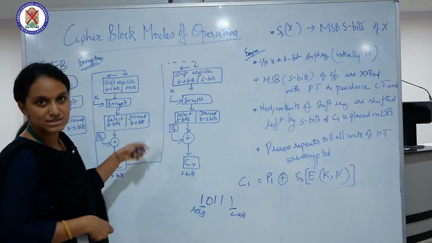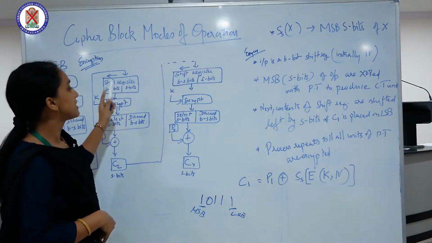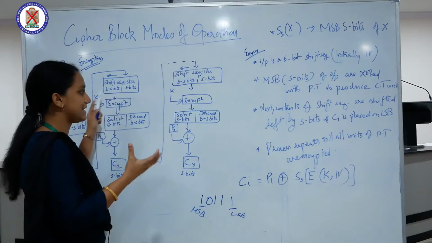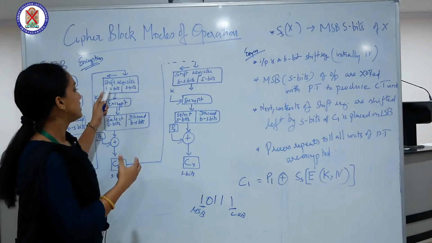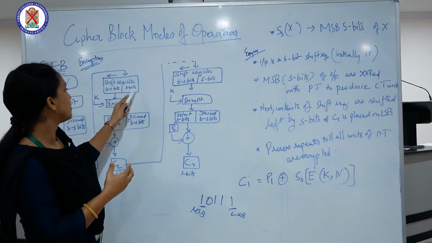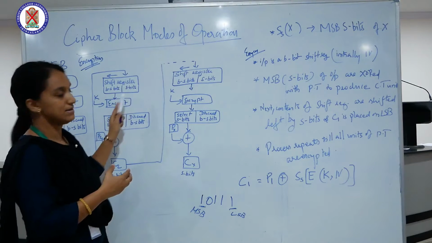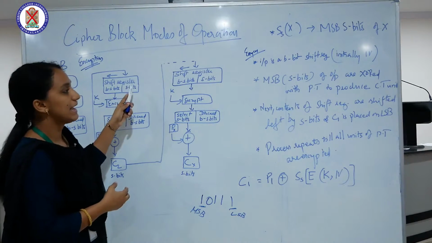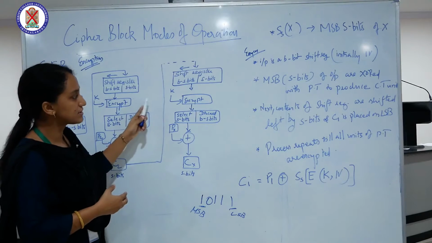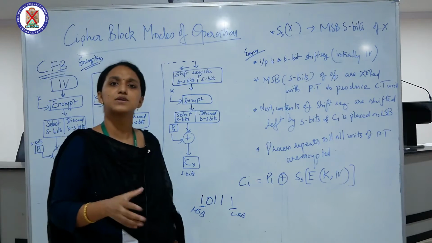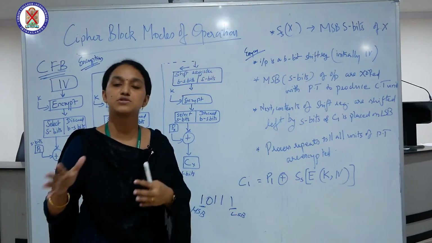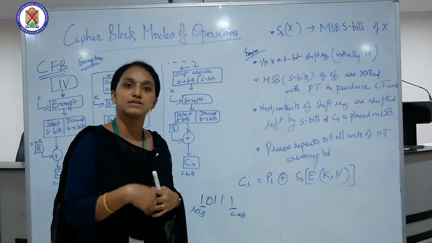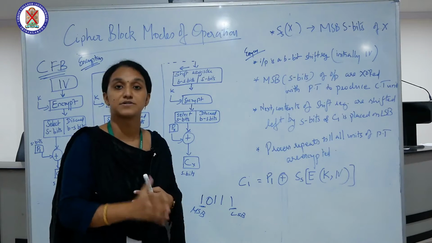Next phase or the next block, what happens? The contents are given to the shift register, where the contents are shifted towards the left, so that the S bit C1 is placed on the LSB side. The C1 which we have derived right now is placed on the LSB side. This process repeats till all the units of your plain text. However many units you have divided your plain text into, that many units have been encrypted. This process keeps on repeating. This is just the part of encryption.